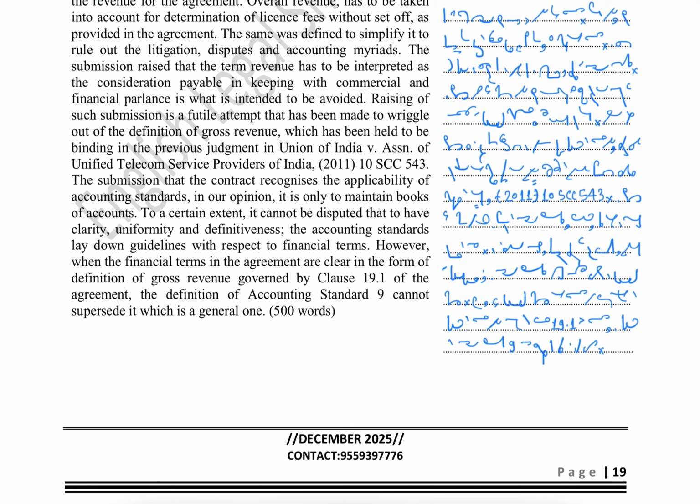To a certain extent, it cannot be disputed that to have clarity, uniformity, and definitiveness, the accounting standards lay down guidelines with respect to financial terms. However, when the financial terms in the agreement are clear in the form of definition of gross revenue governed by clause 19.1 of the agreement, the definition of accounting standard 9 cannot supersede it, which is a general one.